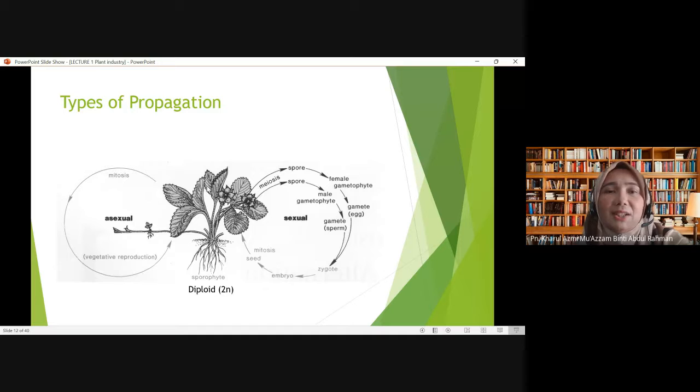Okay, now let's take a look at the types of propagation. Propagation ni pembiakan bagi tumbuh-tumbuhan lah, kita panggil propagation ya, to propagate. So the propagation can be asexual or sexual. So we have the plant, diploid. So this is the asexual, and it will undergo the mitosis process.